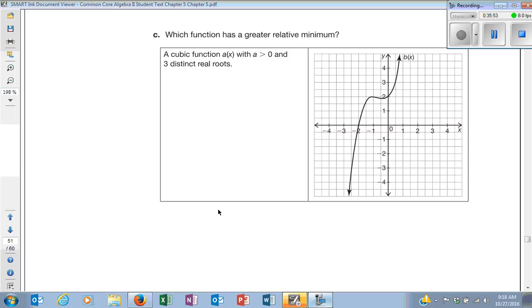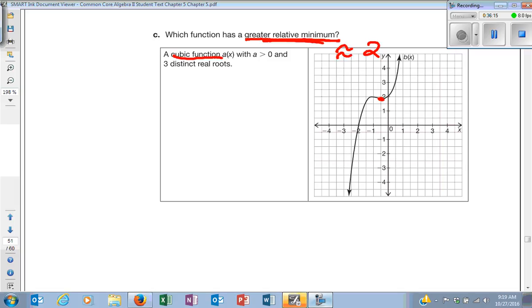So which one has a greater relative minimum? Okay, a relative minimum. If you look right here, this graph has a relative minimum. The reason I know it has a relative minimum is because it kind of dips down. If I look at that relative minimum, it's somewhere around 2. So it's around 2. It's just underneath it.